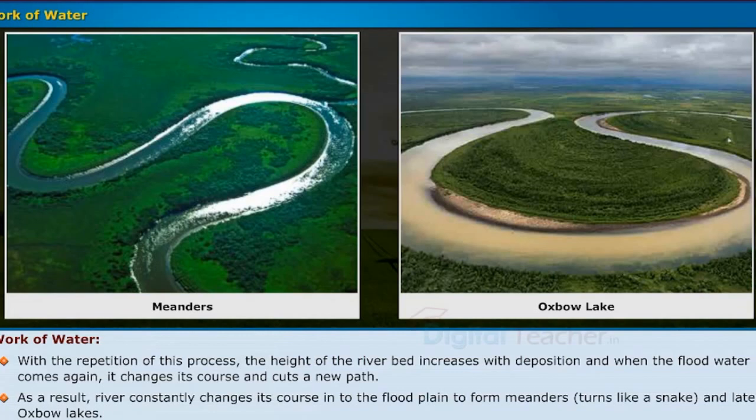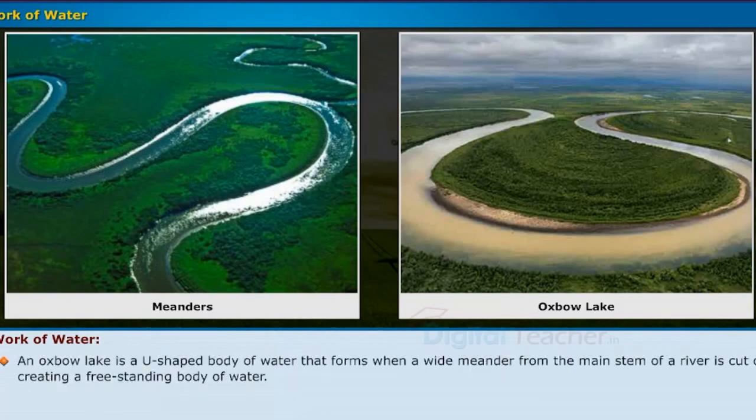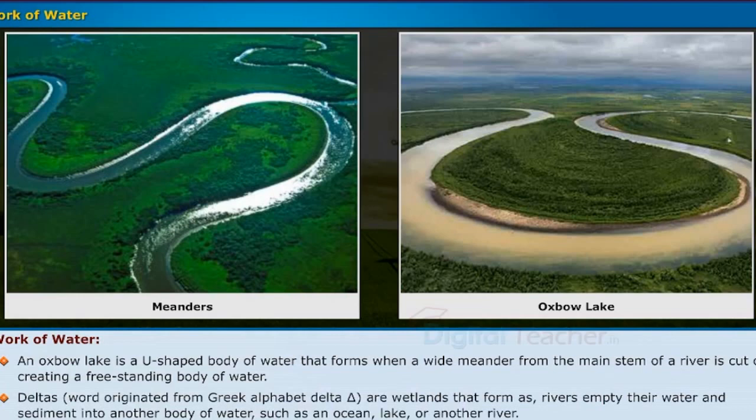Oxbow Lakes. An oxbow lake is a U-shaped body of water that forms when a wide meander from the main stem of the river is cut off, creating a free-standing body of water. Deltas, a word originated from the Greek alphabet delta, are wetlands that form as rivers empty their water and sediment into another body of water, such as an ocean, lake, or another river.